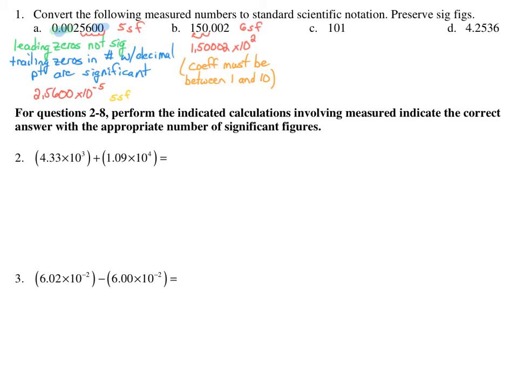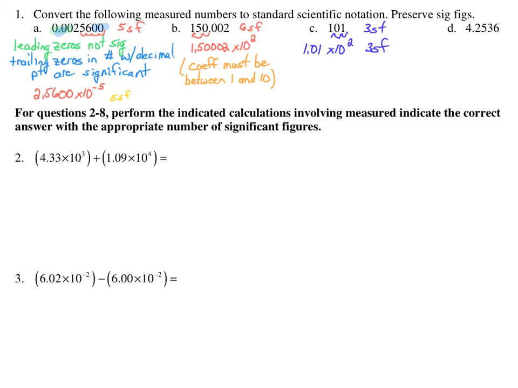In D, 3 sig figs, that captive zero counts as significant. Our decimal point is here. We have to move it 1, 2 spaces, so the number in scientific notation is 1.01 times 10 to the second power. Again, we see we've matched or preserved sig figs.